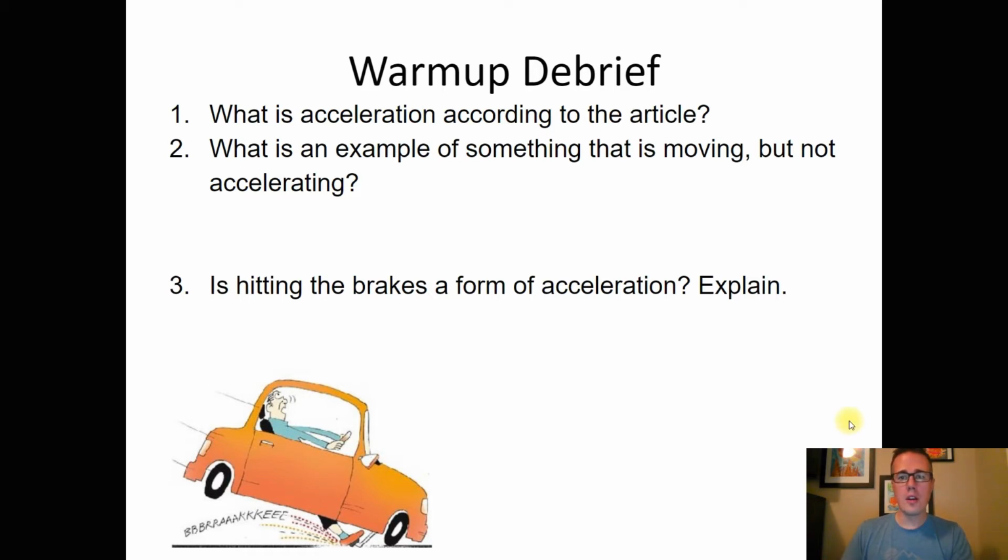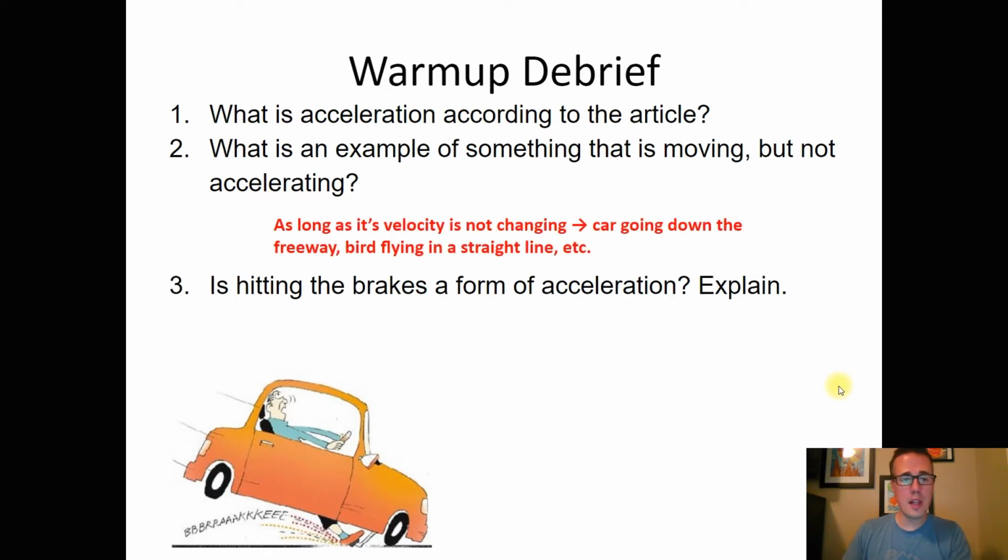So acceleration, according to the article, is a change in velocity. But there are a few ways that you could have stated that, so I'll look at your answers on my own. For the second one, what is an example of something that is moving but not accelerating? That could be a lot of things. So as long as its velocity is not changing, that's an example of something where the acceleration is 0, but it's still moving. So for example, a car going down the freeway in a straight line, just driving down the freeway at a constant speed, or a bird flying in a straight line.